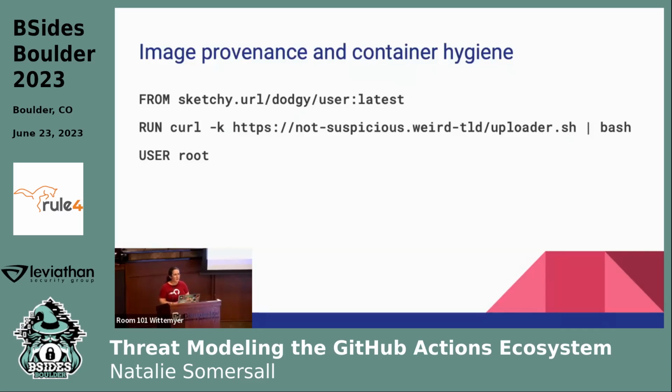So let's talk about downloading from a sketchy URL. It's normally not this obvious. It's normally like a typosquatting image on Docker Hub or something like that. But please, please, please read your Dockerfiles.